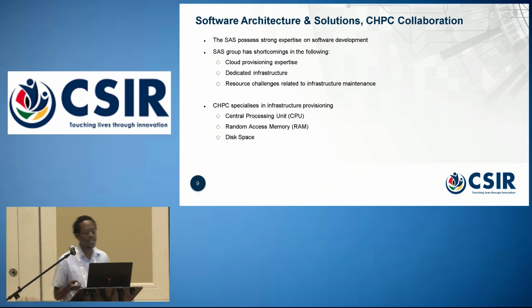So it means then that the SaaS group doesn't even have to get resources in order to manage the infrastructure. That can just be shifted to CHPC, especially since CHPC specializes in infrastructure provisioning. That is your CPU, memory, and even disk space.